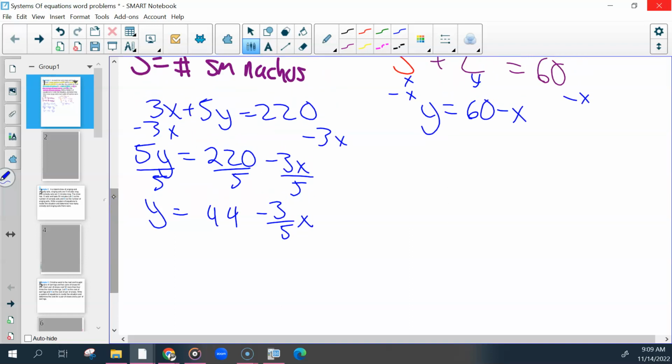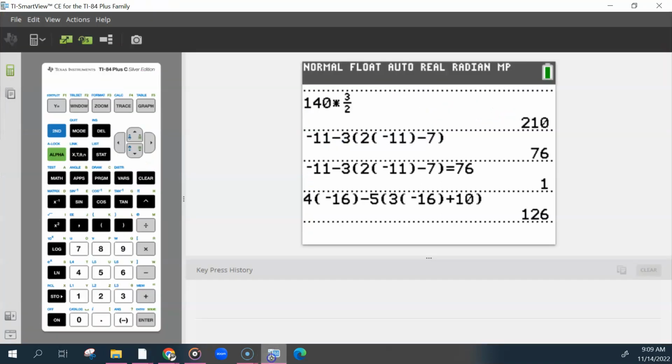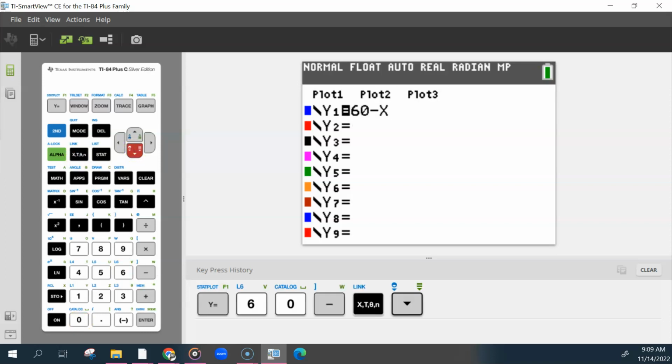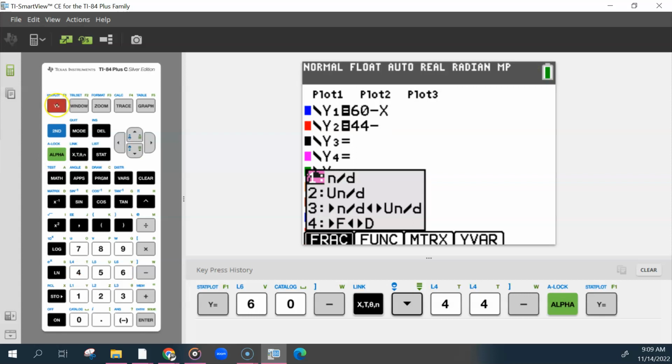So if you're solving by graphing, I need to see this work, but after that you're going to put it in the calculator and let the calculator do the rest of the work, and you would just say use the calculator or graph it in the calculator. So in your calculator, we're going to go into y equals. If there's anything there, clear it out. And we're going to type in those two equations, 60 minus x and 44 minus 3/5 x.